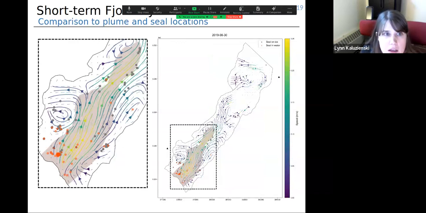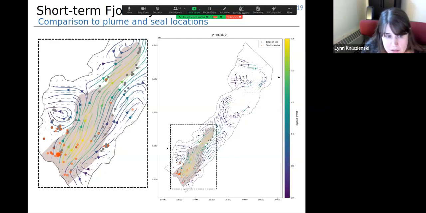So finally, I wanted to compare these nice velocity plots with the location of seals and then also the location of the plume on any particular day. There's a lot going on in this particular figure, but gray dots are going to be the seals that are hauled out on ice, whereas the orange dots are seals hanging out in the water.